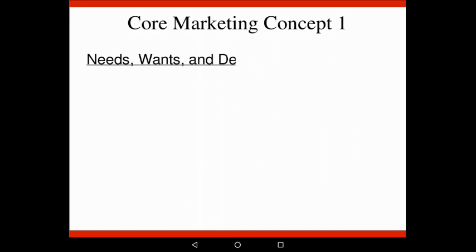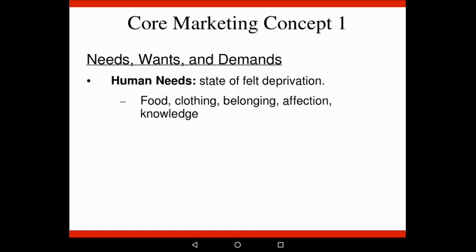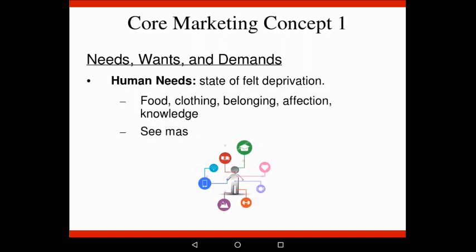Another core concept of marketing, in addition to the concept of exchange, is needs, wants, and demands. I've talked a little bit about them, but here each one is defined, so you know the difference. A human need is a state of felt deprivation. You're deprived of something, you need something. Like you're hungry. Your stomach is deprived of food. And there are some more, like clothing, belonging, affection, knowledge. Those are all human needs. And many of you are studying, for example, because of the need for knowledge and the need for a career.